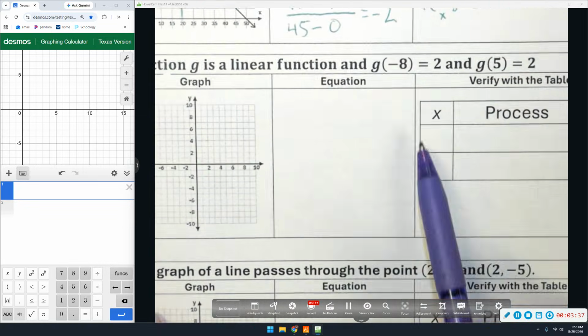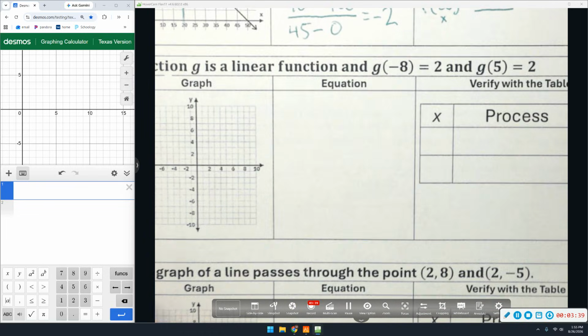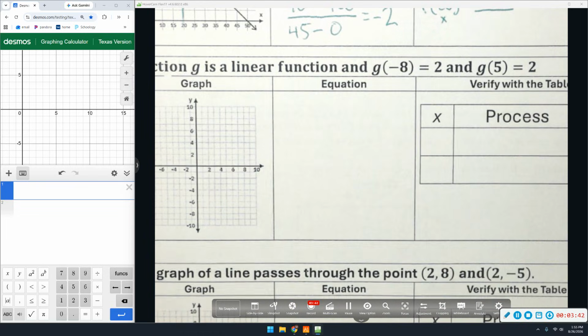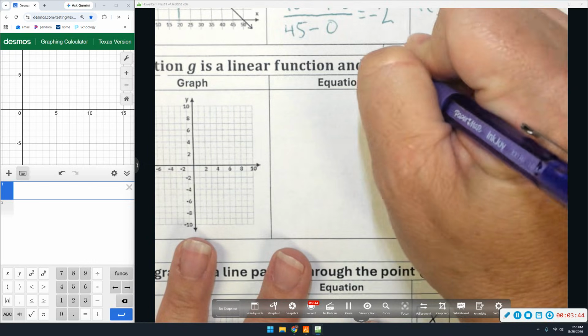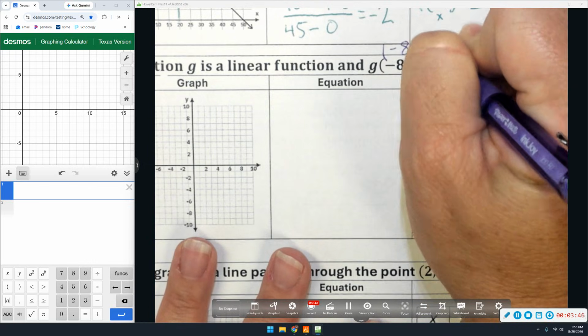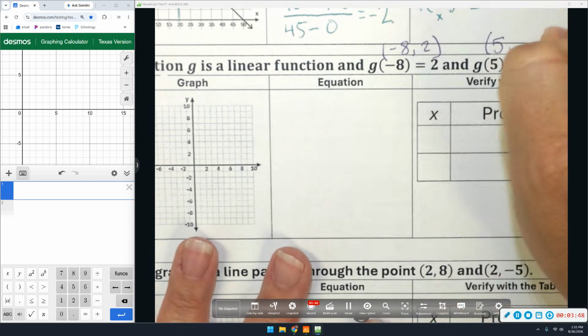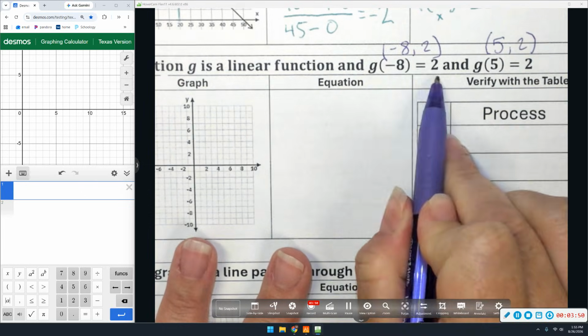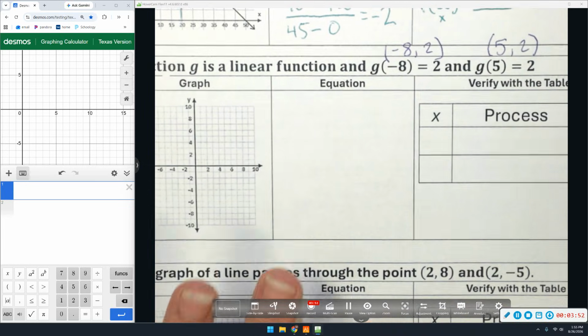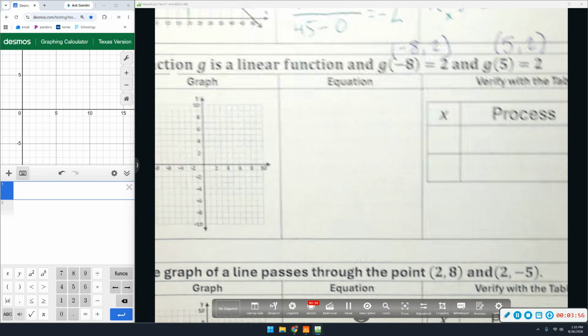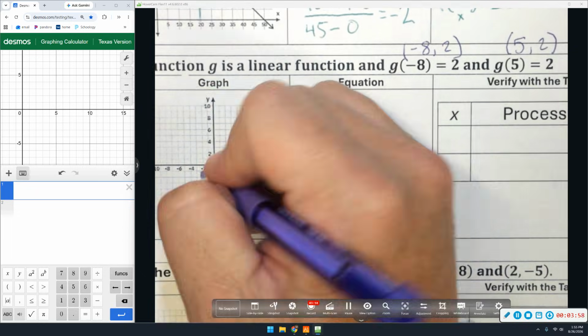This one gives me points, but it gives them to me in function notation. Is that still enough information to plot points? Yeah, so we're just going to rewrite them as a point. So I have -8, 2. And I have 5, 2. Remember, inside is x, outside is y. So it's just an xy point. I want you to plot those points.